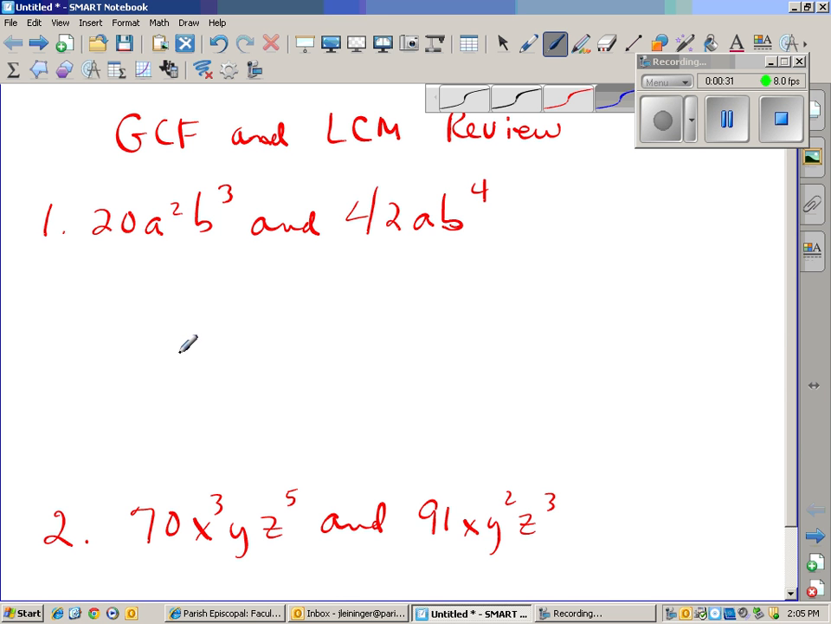Remember that the GCF and the LCM both start with the prime factorization. If the prime factorization is not correct, you're not going to get the GCF and the LCM correct either. So make sure that you're very careful when you do the prime factorizations. I'm going to start with this one.